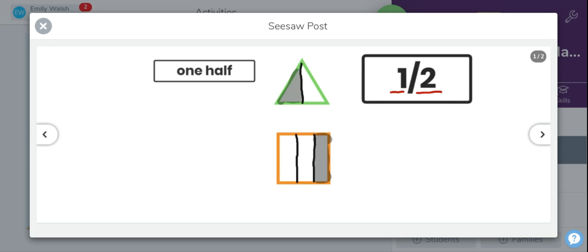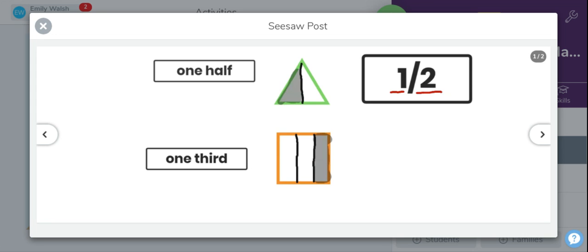Let's look at the square. The square has 1 part colored, so I'm going to put 1. And the square is partitioned into 3, so we call that thirds. So 1/3 of the square is colored.